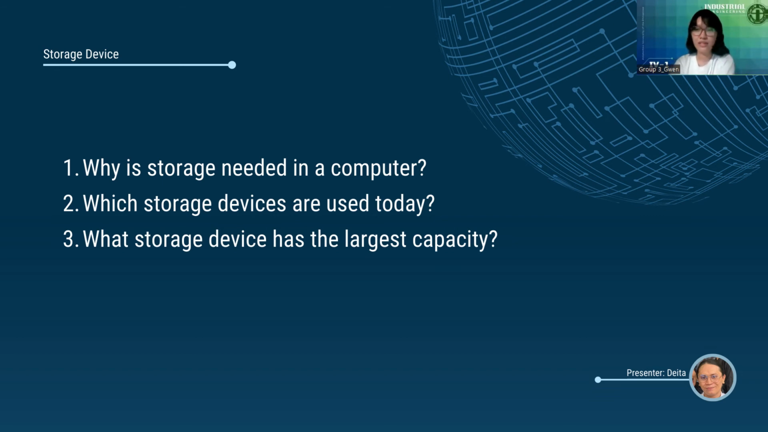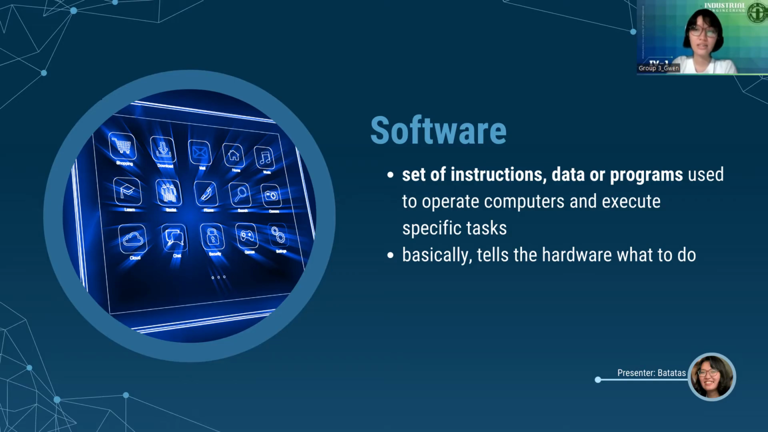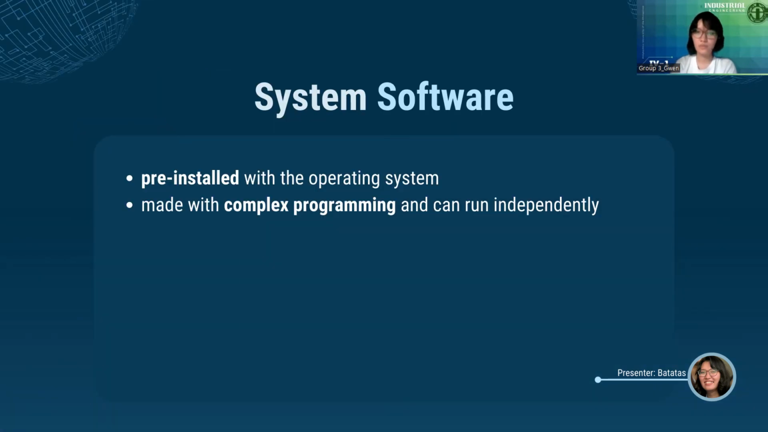So, moving on, we have the software. So, software, TechTarget defines software as the set of instructions, data, or programs used to operate computers and execute specific tasks. So, basically, the software tells the hardware what to do. So, we can categorize this into two main types, which are the system software first.